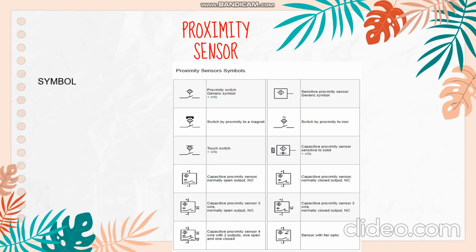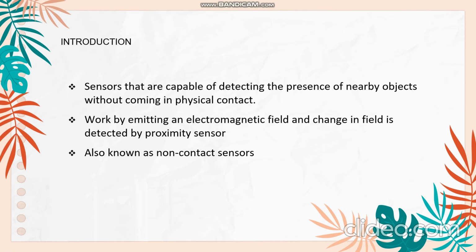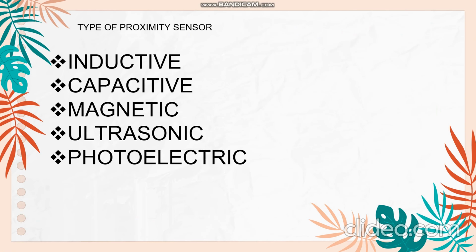Okay, for proximity sensor. This is an example of the symbol of the proximity sensor. Proximity sensors are capable of detecting the presence of nearby objects without coming in physical contact. They work by emitting an electromagnetic field, and the change in the field is detected by the proximity sensor, also known as non-contact sensor. There are five types of proximity sensor. That was inductive, capacitive, magnetic, ultrasonic, photoelectric.